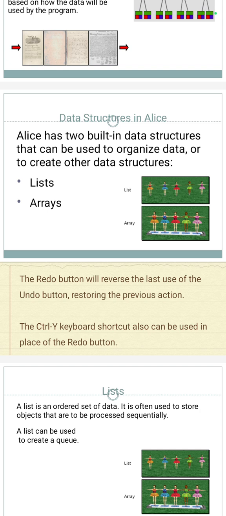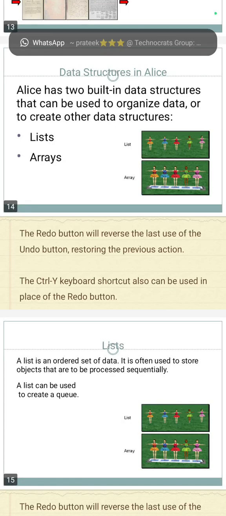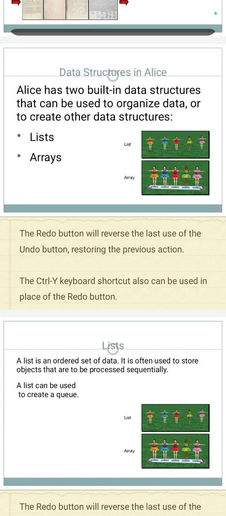So there is an example like Alice, which has two built-in data structures that can be used to organize the data or to create other data structures: lists and arrays. A list is an ordered set. It is often used to store objects that are to be processed sequentially. A list can be used to create a queue also.